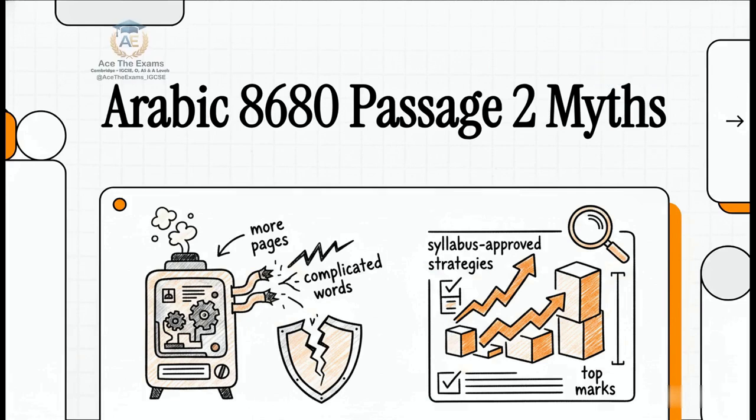Look, we see these same study lies circulating online every single year, right? Things like, hey, just write more pages and you'll automatically get a higher grade, or just use massive, complicated dictionary words and the examiner will be so impressed they'll give you top marks. Well, today we are putting those exact claims into our diagnostic machine. We're going to break them down, expose the structural physics of exactly why they fail in the real exam, and then replace them with the bulletproof, officially syllabus-approved strategies that actually secure those top-tier marks. All right, let's dive right into this.